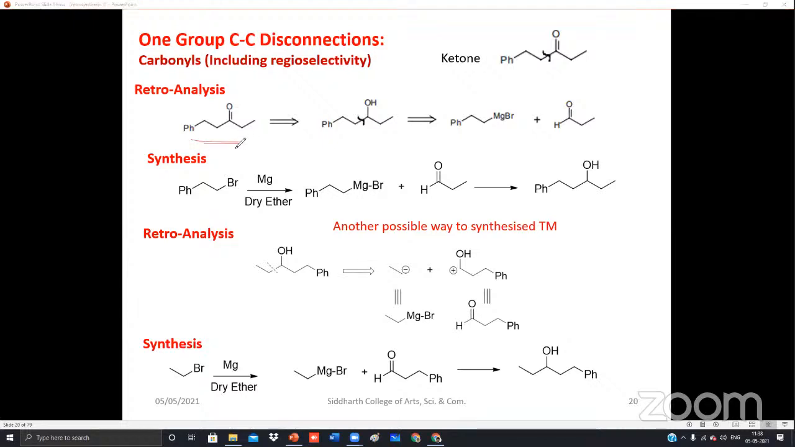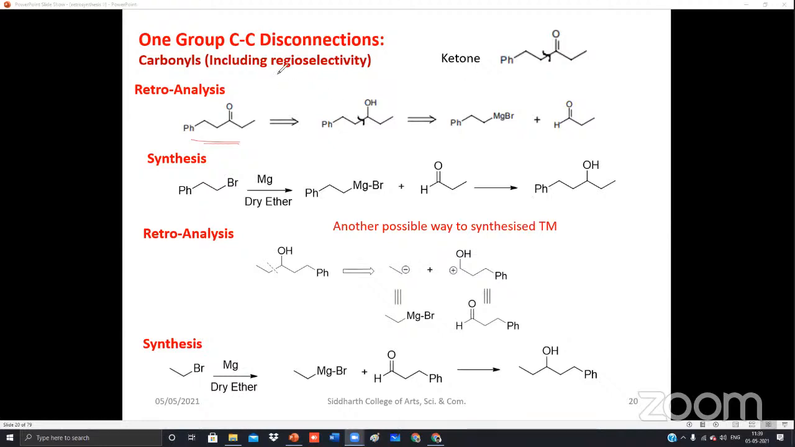Now, ketones, and particularly aldehydes, are again flexible in terms of alcohol transformations. We know that primary alcohols can be easily converted to the aldehyde by controlled oxidation, and your secondary alcohol can be converted to the ketone, or the ketone can be converted to the secondary alcohol. So these two things are very much flexible. While doing the retro analysis, you can play with these interconversions, or these transformations.